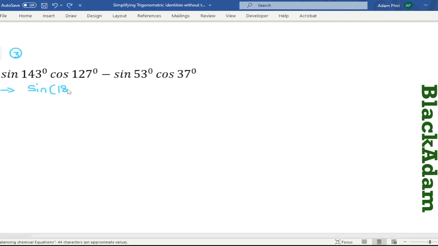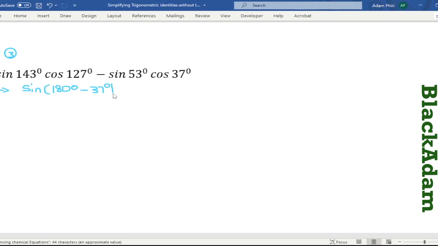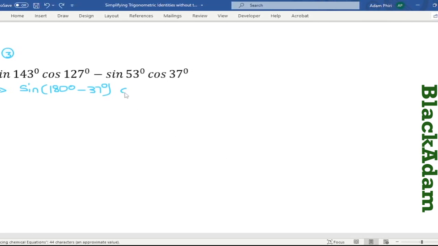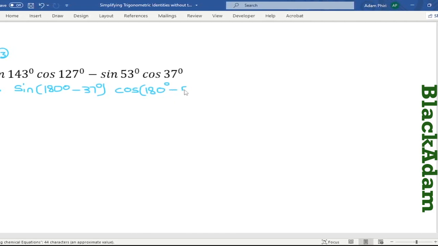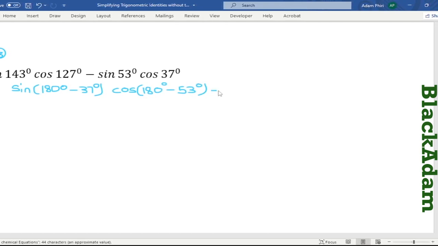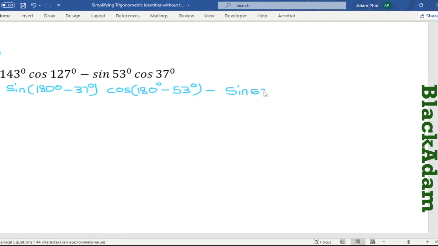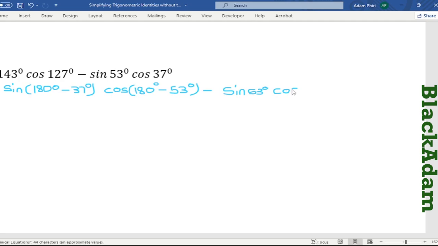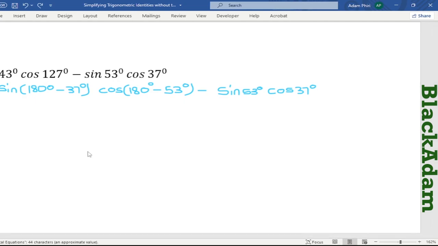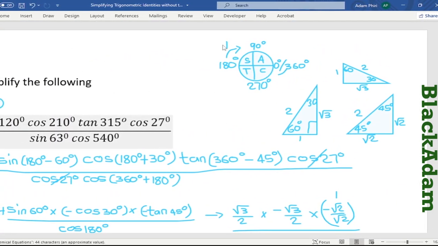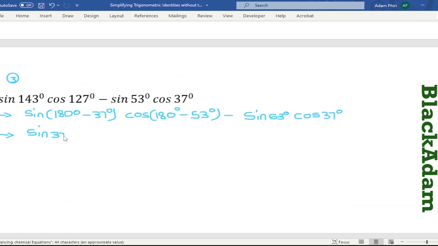So we have sine 143 degrees. That would be equivalent to sine of 180 degrees minus 37 degrees, because we have 37 there. And then cos 127 degrees would be equivalent to cos of 180 degrees minus 53 degrees, minus sine 53 degrees multiplied by cos 37 degrees. And then from there we have sine of 180 degrees minus 37 degrees. Okay, so that would be positive for sine, so it's going to be sine 37 degrees.